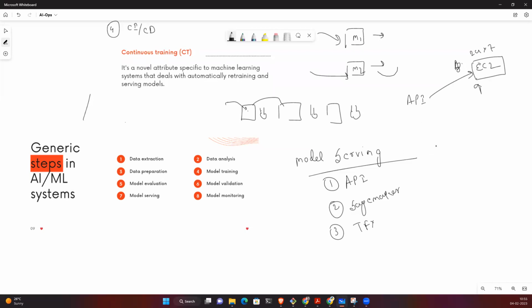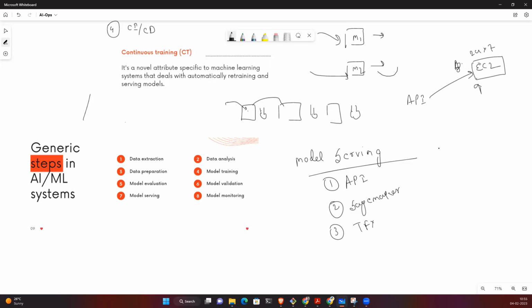Second, coming to SageMaker. Many organizations right now are moving towards serverless deployment. What do we mean by serverless deployment? Serverless deployment is like on-demand premises. On-demand means whenever the requirement comes, you pay for it.